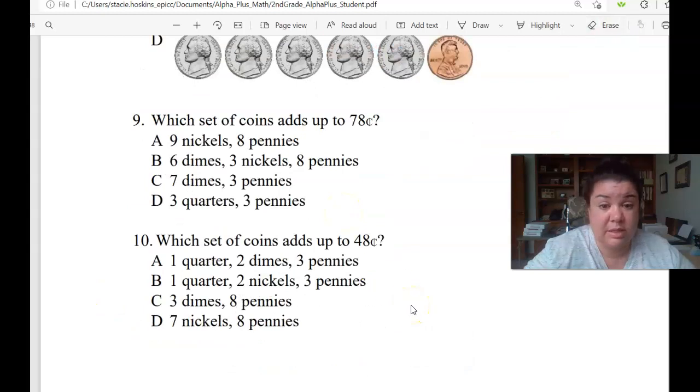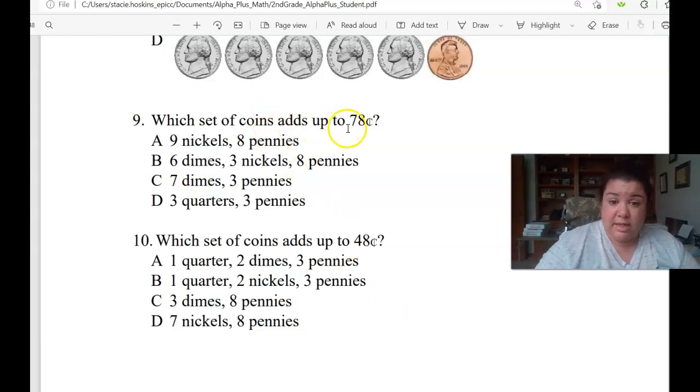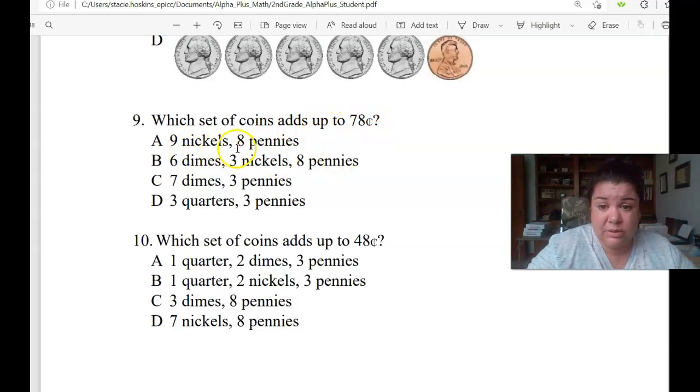Okay, let's look at this one. Sometimes they'll be in words, so you need to memorize what these words are. So, which set of coins adds up to 78 cents? So we have 9 nickels, 8 pennies; 6 dimes, 3 nickels, 8 pennies; 7 dimes, 3 pennies; 3/4, 3 pennies. So you need to be able to recognize those words when you see them in a math problem. So pause the video and figure out which one adds up to 78 cents. Did you pause the video and figure it out? What did you figure out? 78 cents. So 3/4, I told you, always equals 75. Then we have 3 pennies, 76, 77, 78. So it's D, 3/4 and 3 pennies. Is that what you got?